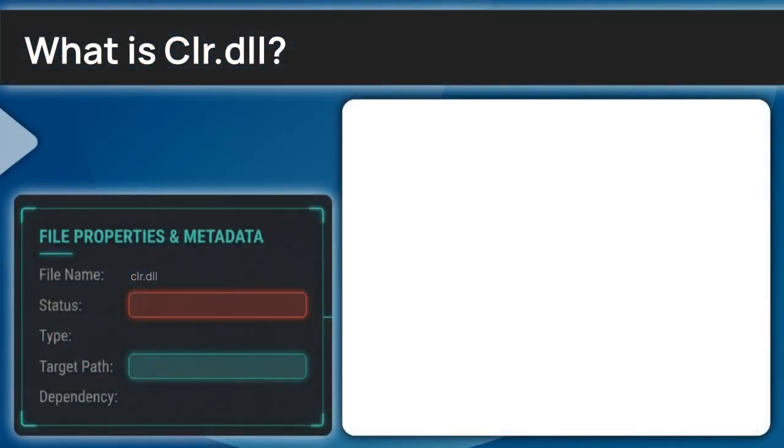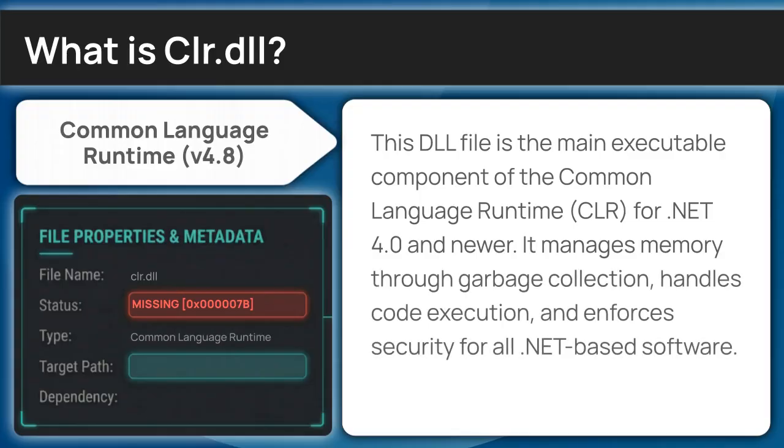This DLL file is the main executable component of the Common Language Runtime, CLR, for .NET 4.0 and newer. It manages memory through garbage collection, handles code execution, and enforces security for all .NET-based software. With the why out of the way, let's focus on getting you running again.